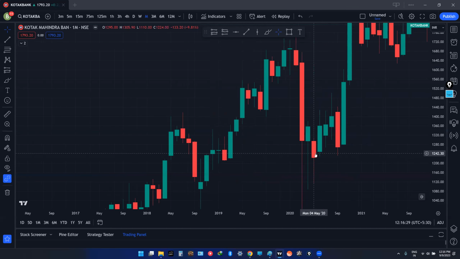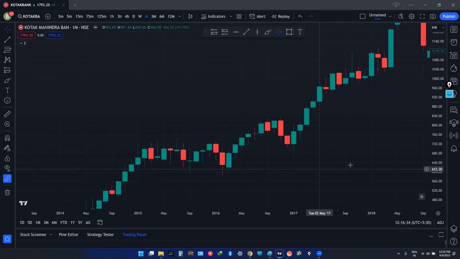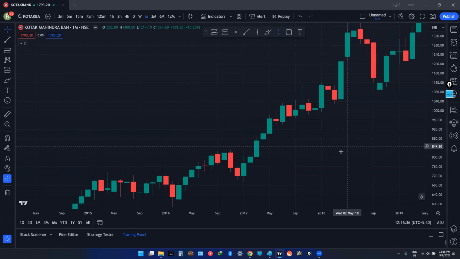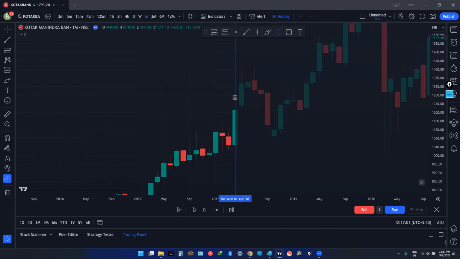So Kotak Mahindra Bank, if I randomly start taking points from anywhere, I'm talking about an uptrend, so I will just try to find out the uptrends. So here you see, this was our first part, this was our second part, and this was our third part, as per what we discussed. Okay. So when you see this first part, let me crop it from here.